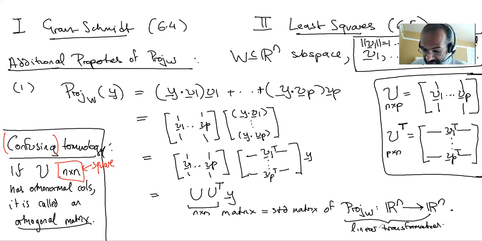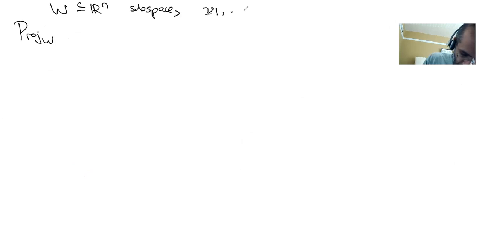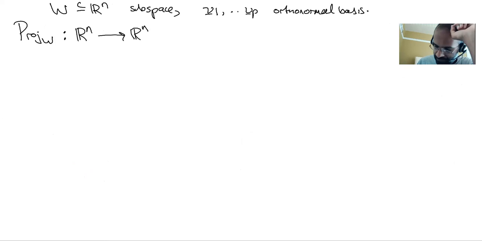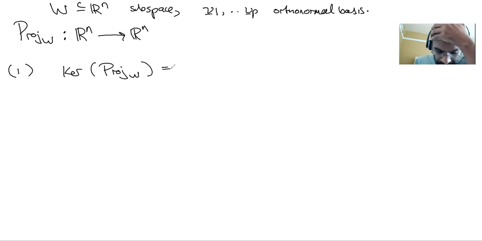But let's focus on this concept. Okay, so it's a linear transformation. So that means we can now ask all kinds of questions that we thought about before, right? So we have this linear transformation, projection onto W. So remember, now there's a fixed subspace W. And let's say it has a basis U1 through UP, orthonormal basis. And now this defines a linear transformation from Rn to Rn, right? Now, one question is, what's the kernel of this transformation? So what's the set of vectors whose projections onto W are zero?